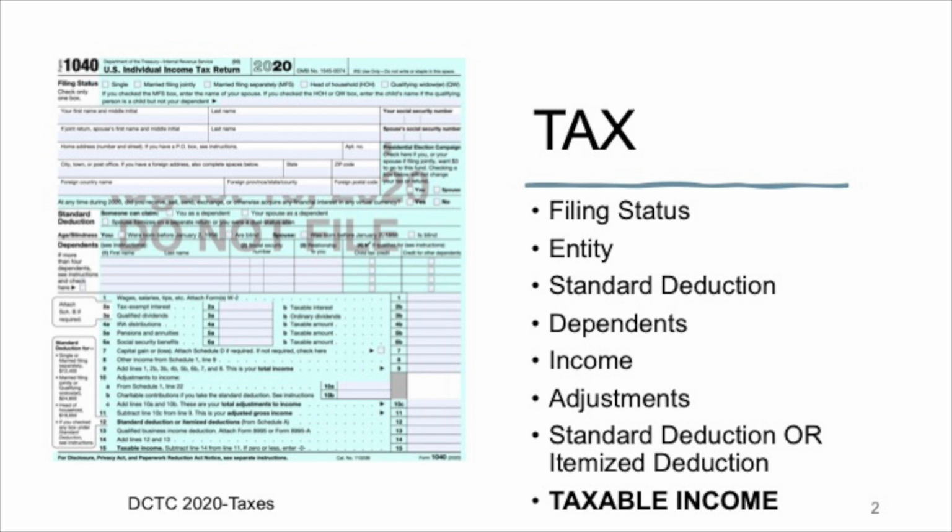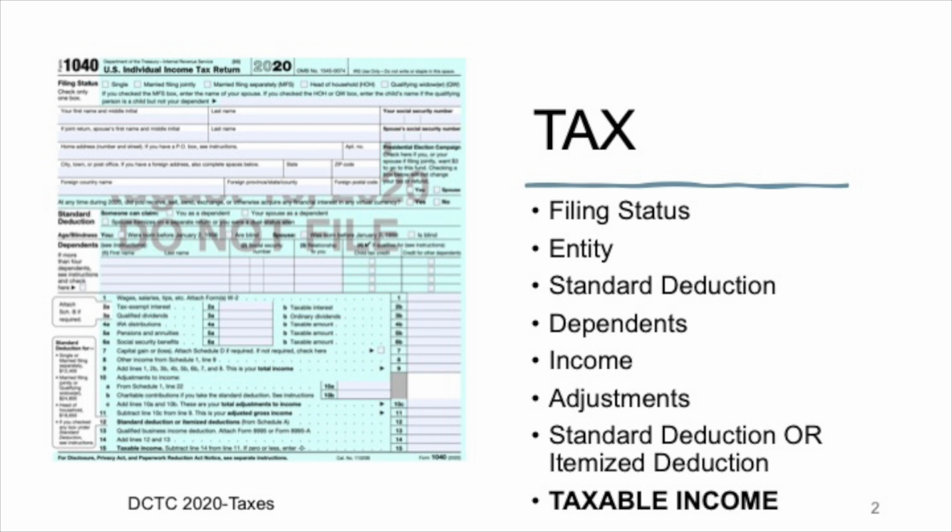Then there's the question of standard deduction or itemized deduction. Recall, if the itemized deduction from Schedule A is less than the standard deduction for the taxpayer's filing status, shown in the bubble to the left of line 12, TaxSlayer will automatically calculate the most beneficial deduction for the taxpayer, whether it's the standard deduction or the itemized deduction.